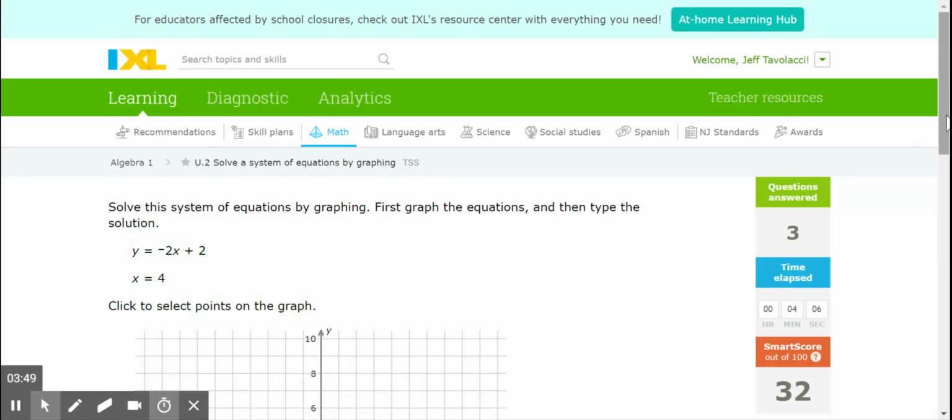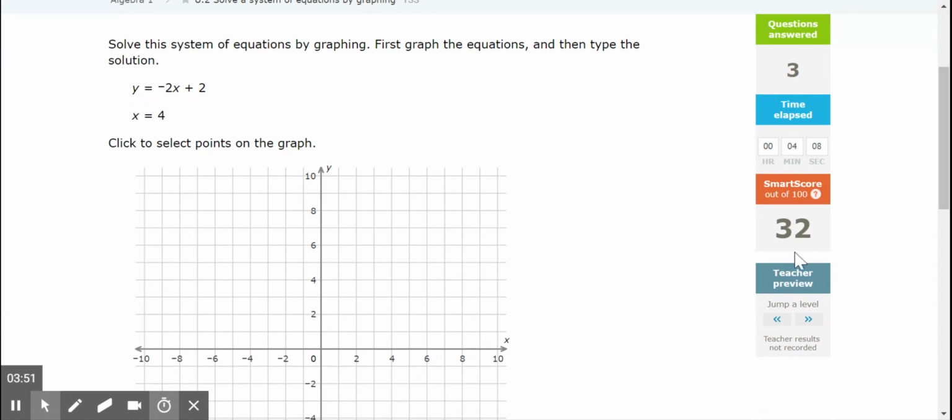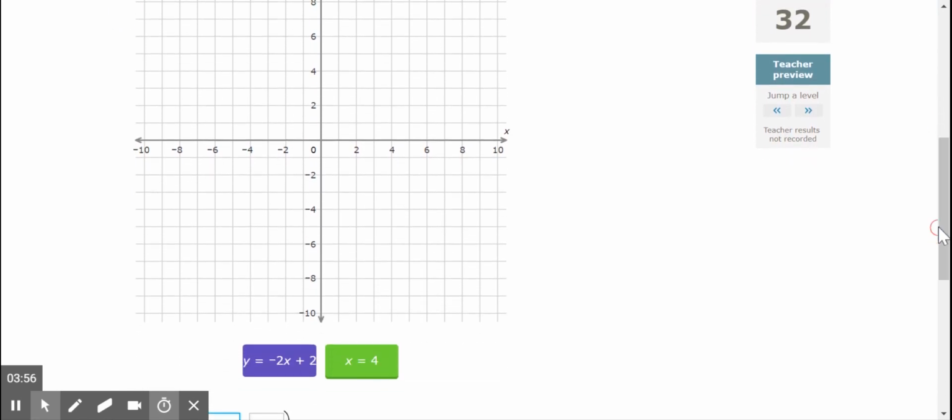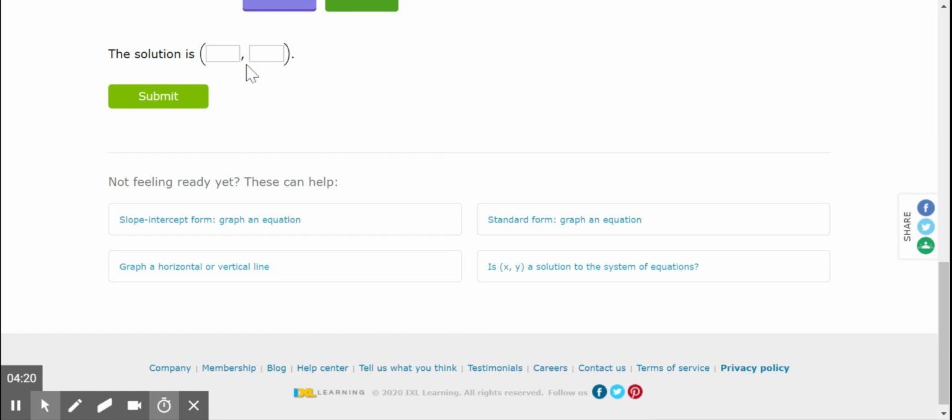Okay. Now, as we get closer and closer to a SMART score of 90, the problems are going to become a little bit more advanced. But I think many of you probably have the idea already. So y-intercept of 2, slope of -2, graph the line. Now x equals 4, go to the x-axis, hit 4, draw a line that runs parallel to the y. Okay, so there's the point that they share in common, and that looks like it's 4, -6.